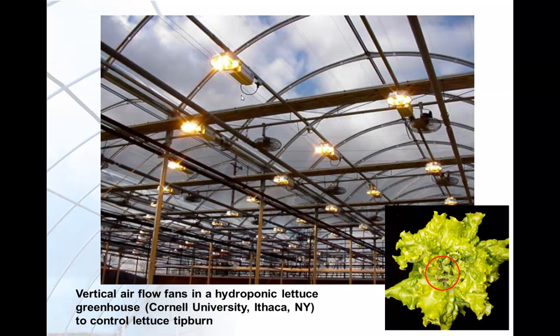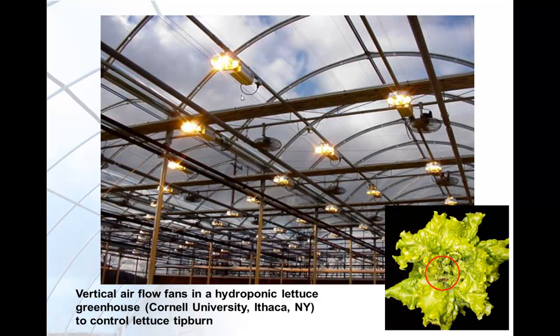One of the applications we are aware of, based on the understanding of boundary layer affected by air current speed, is vertical airflow fans, typically installed in a hydroponic lettuce greenhouse. This is a picture taken at Cornell University, Ithaca, New York, and that is, of course, a lettuce production greenhouse.